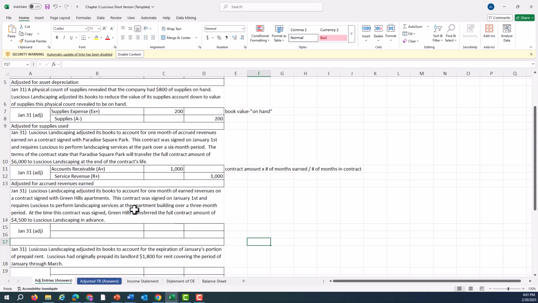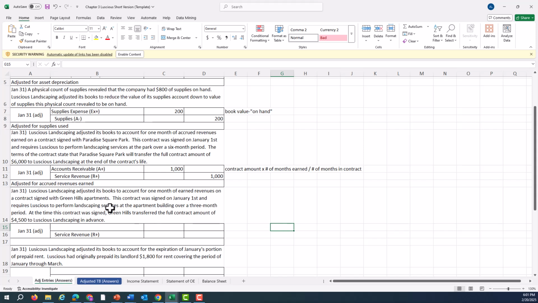The difference being here that instead of getting payment of the full contract amount at the end of the contract's life, we're getting payment of the full contract amount in advance on day 1. Well, we're still earning revenue, so we still need a credit to service revenue. Anytime you perform obligations on a contract and you make an adjustment for it, you're going to have a credit to service revenue. But our debit is different now.